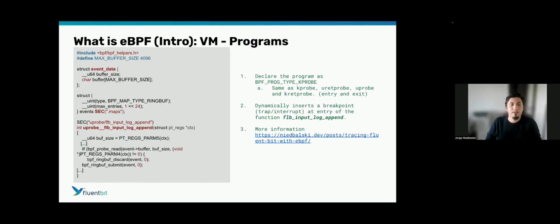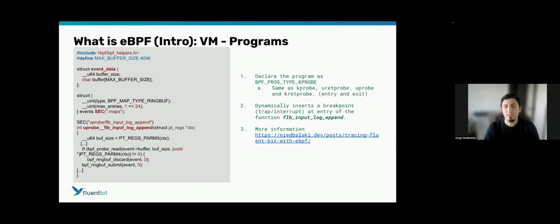Okay, then another example of another eBPF program. In this case, I'm declaring a program that will use kprobe. As I mentioned, kprobe is a technique that will hook into any part of a userland or kernel function. What is interesting is that in this case, I'm tracing Fluent Bit itself. So I'm dynamically inserting a breakpoint on flb_input_log_append, which is the function that will append a log entry for the internal Fluent Bit pipeline.